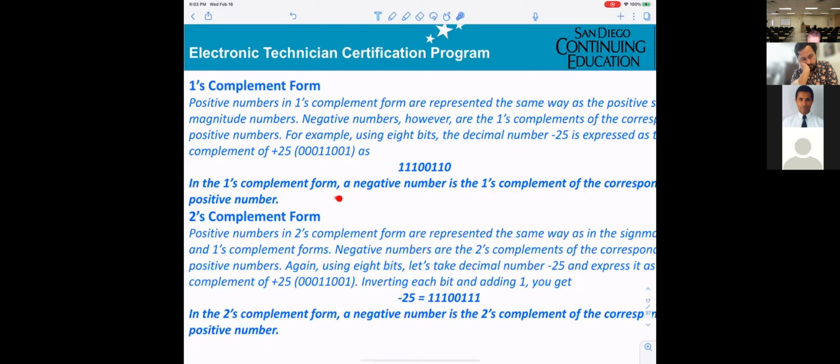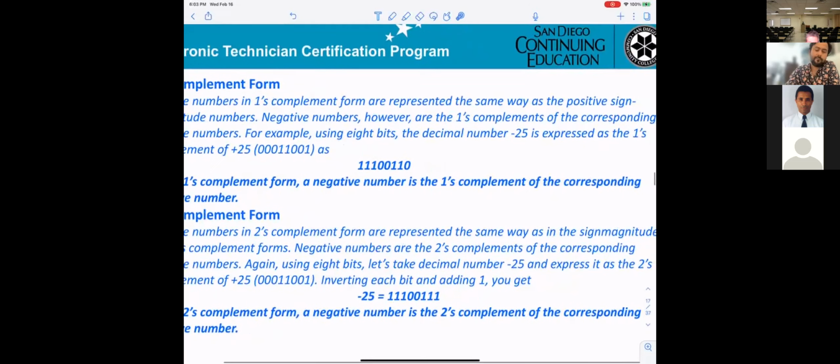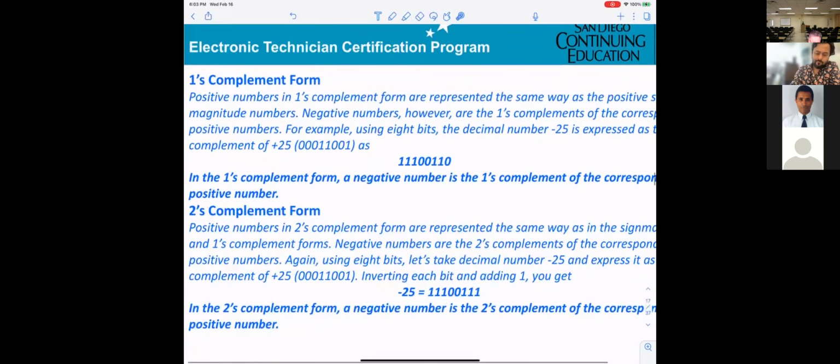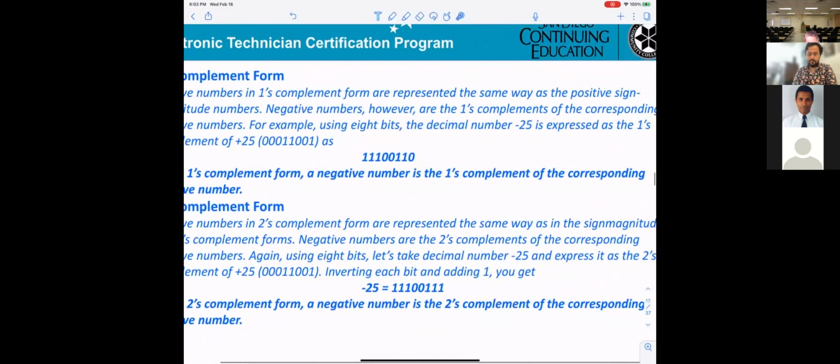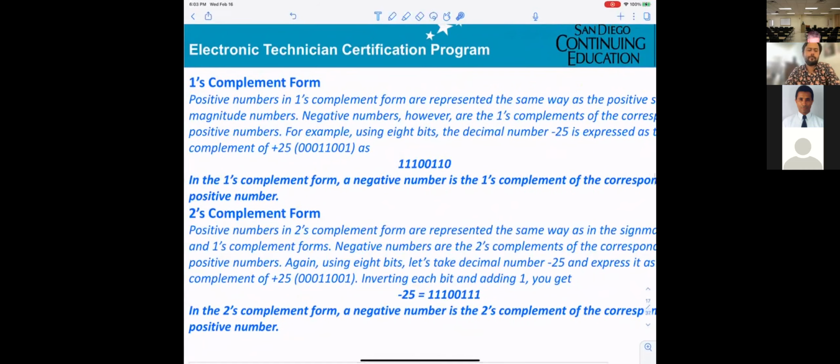In the first complement form, a negative number is the first complement of the corresponding positive number. Same thing: a positive number in second complement form is represented the same way as in sign magnitude and first complement form. Negative numbers are the second complement of the corresponding positive number. Again, using 8 bits.